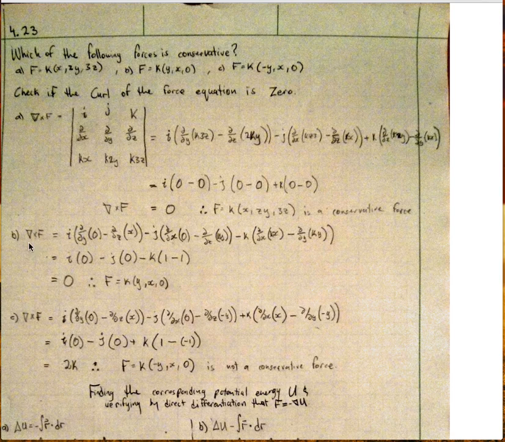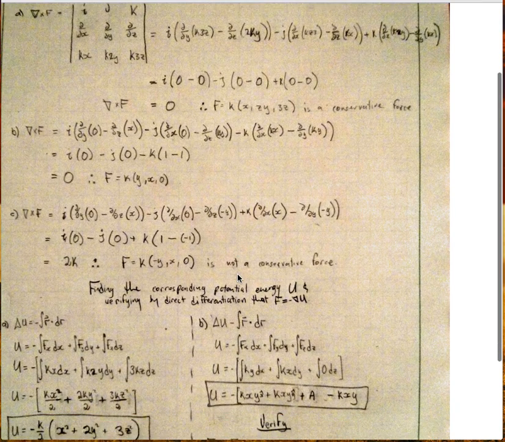So for part B, the force is conservative. I forgot to write that down over here, but the force in part B is conservative. For part C, the force is not conservative because the curl is equal to 2k. That's why. So moving on.